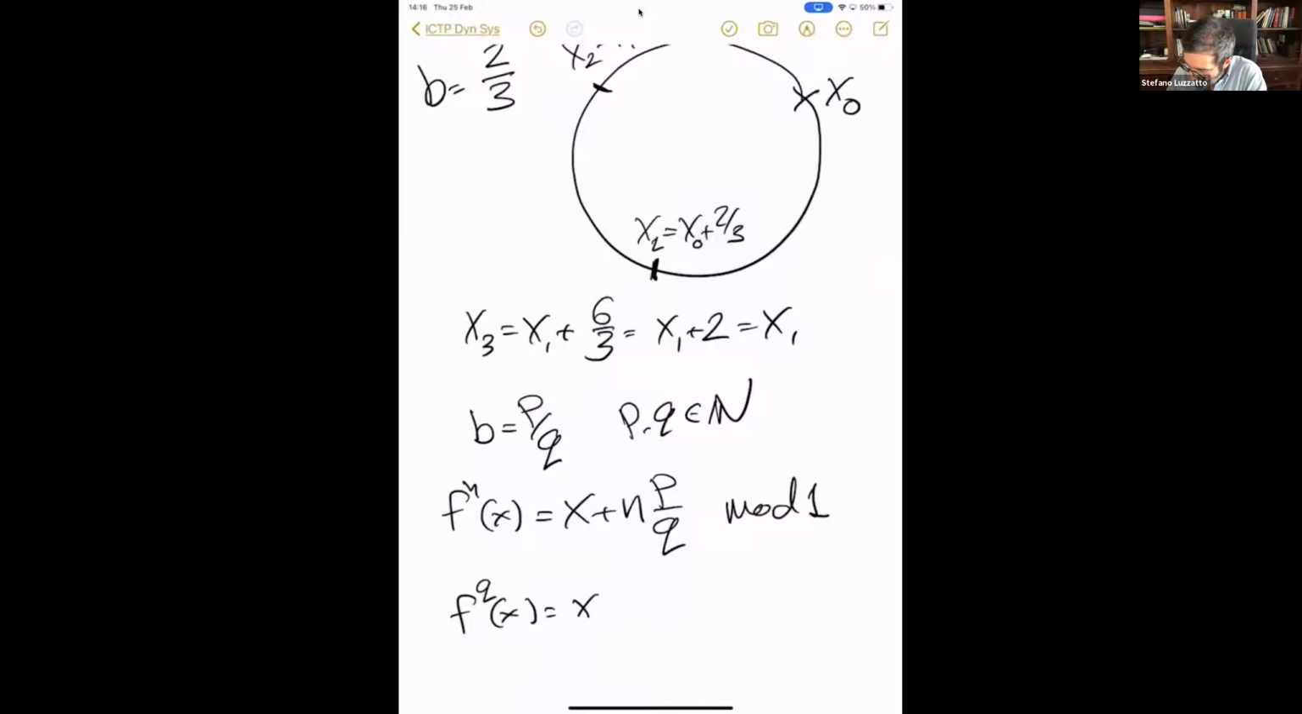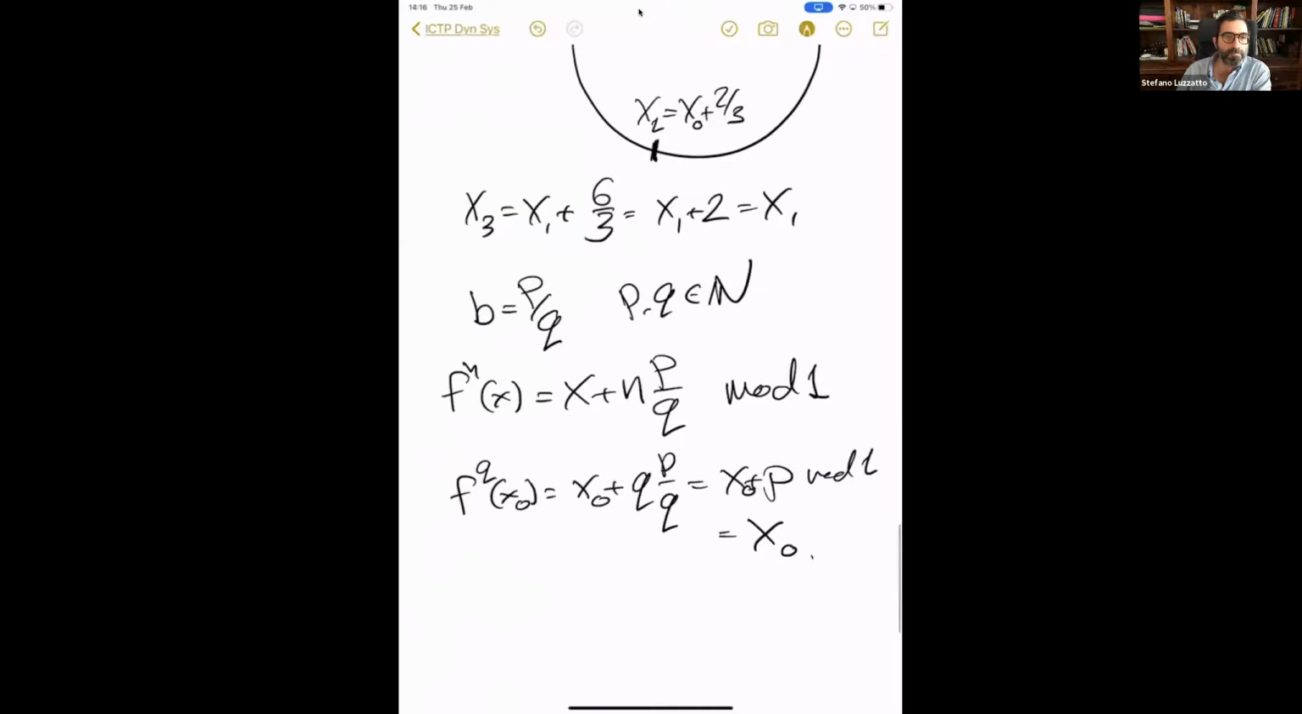f^q of x equals x plus q times p/q equals x plus p mod 1. This is equal to x naught. Professor, do p and q have to be relatively prime? Good question. What happens if they're not relatively prime?